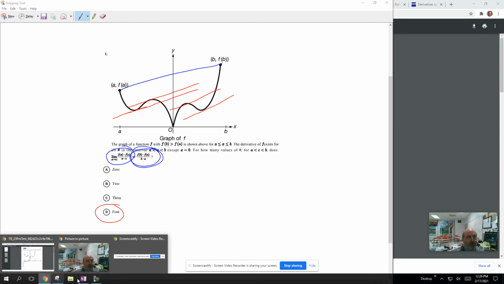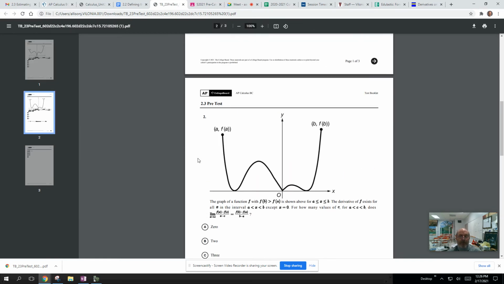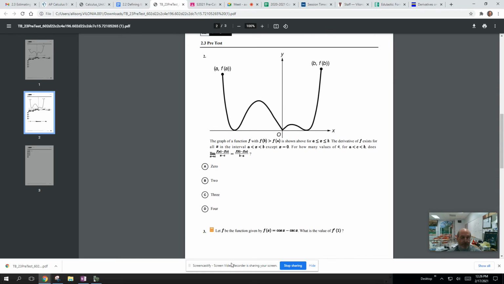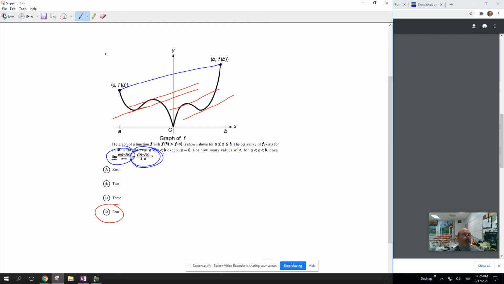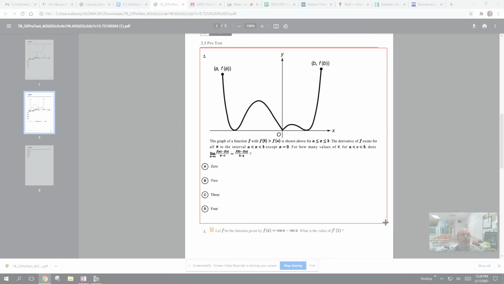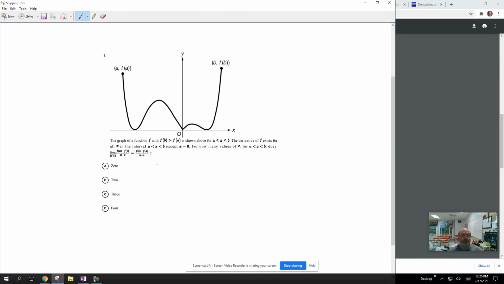Let's look at the next one on that pretest because it was similar. This is another one that's similar to that. We'll do the same thing. The graph here, f, where f of b is greater than f of a. So that means the y value of this point is larger than the y value of this point. A is less than or equal to x is less than or equal to b, so x is contained in the interval. The derivative of f exists for all x in the interval except x equals 0. And for how many values c, where c is in between a and b, does the derivative at c equal the difference quotient, which is the slope of the line connecting those 2 points?